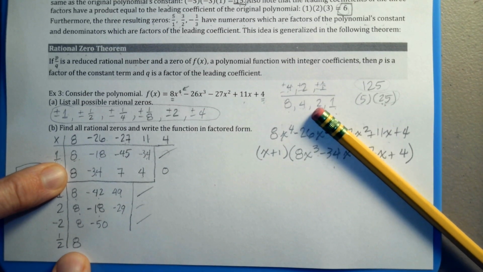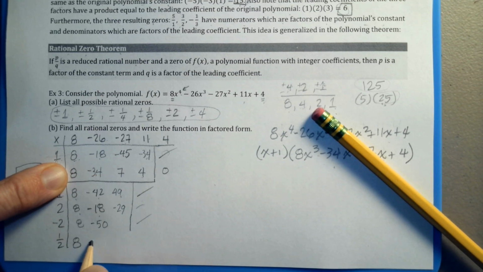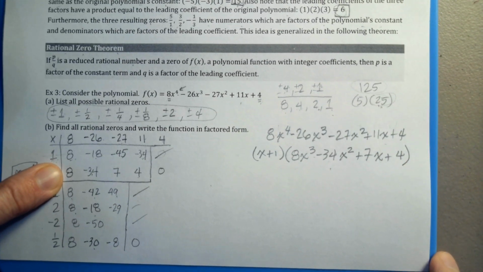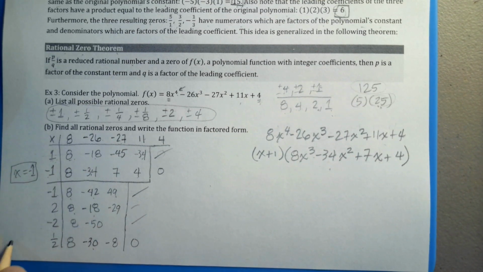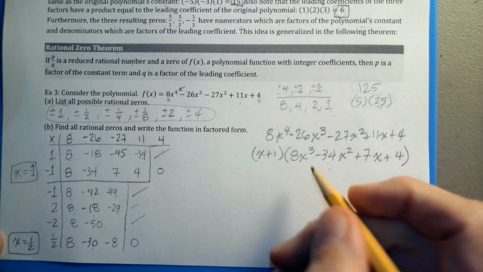All right. 1/2 times 8, that's 4. Add it to -34, that's -30. Half of that is -15. Add it to that, that's -8. Continue that line down. Half of -8 is -4. Add it to 4. Boom, we have our other 0. Okay, so that means x equals 1/2 is a 0.